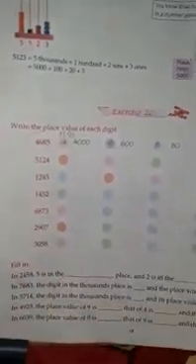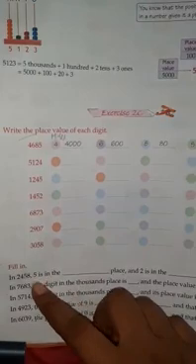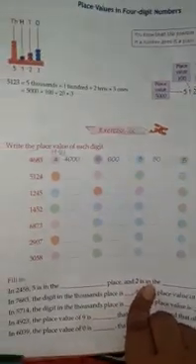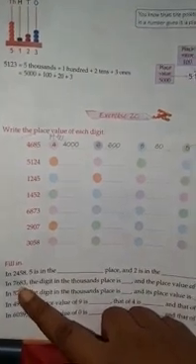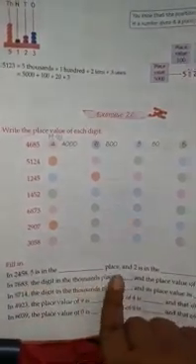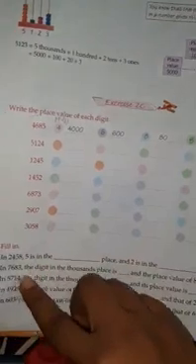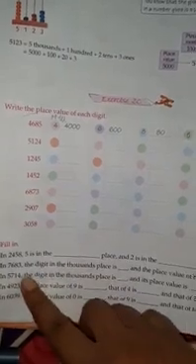In the fill in the blanks: in 2458, 5 is in which place? 5 is in the tens place. So you will write tens here. And 2 is in the thousands place. In 7683, which digit is in the thousand place? 7. Yes, 7. And the place value of 8 is 80. In 5714, the digit in the thousand place is 5, and its place value is 5000.